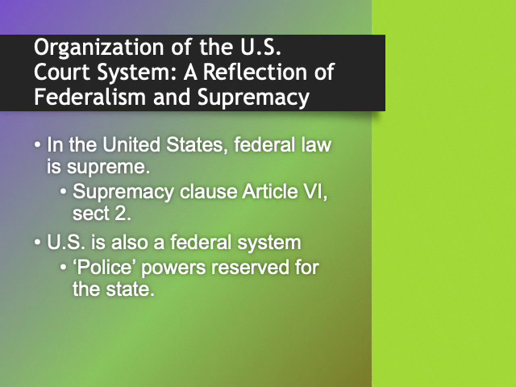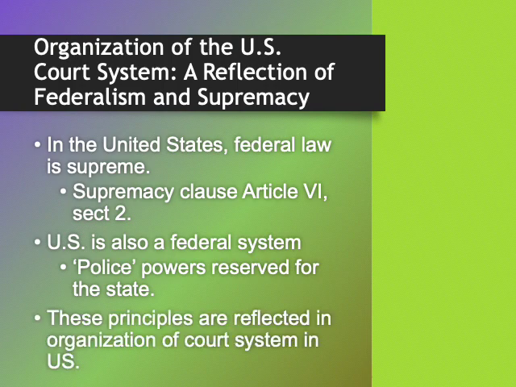And so the way that our court systems are set up, and really our criminal law is set up, is that we reserve most of the power to regulate the behavior of people who live in states. That is, making decisions about what kinds of behaviors are criminalized, we reserve to the states. And you'll see that that's reflected in the way that our court system is organized. So these principles, as I stated, are reflected in the organization of the court system in the United States. So let's take a look at that organization.